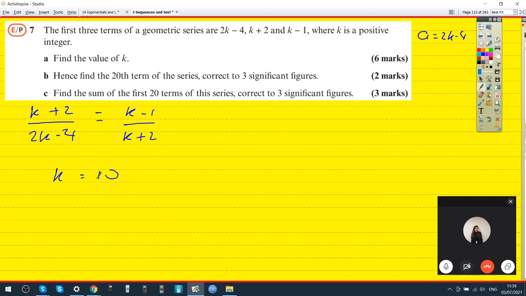So the first 20 terms, you still have to make a 2k minus 4, but you can sub in 10 instead. That's 8. So what is 8? A is 16. So that's 16. That's 12. That's 9. How do you use that for C?